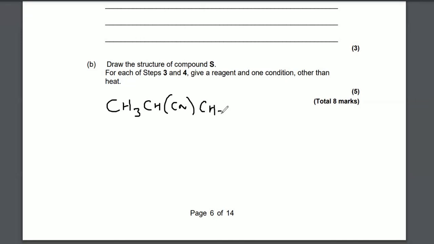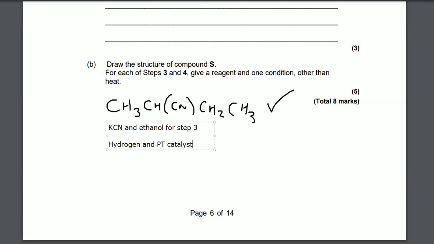Here are the 3 answers you needed to get the last 3 marks of this 8-mark first question. So that is the structure of compound S. You need KCN and ethanol, and that is the reagent and condition for step 3. And then the reagent is hydrogen to make the amine, and you need a platinum catalyst. You could say palladium or nickel. There you go, that's the reagent and the condition. Super. Let's move on to the next question.